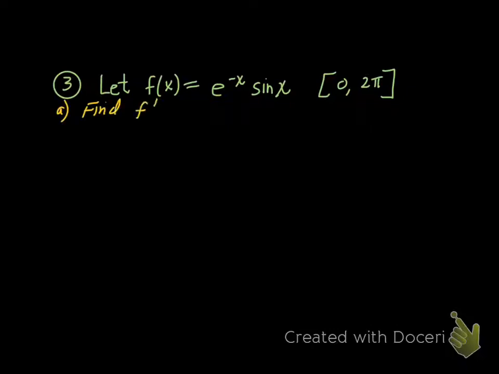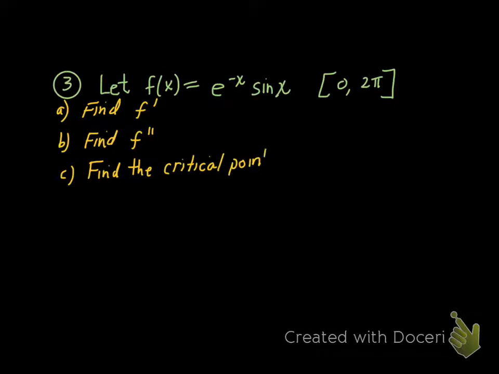A, we have to find f prime. Oh, I can find a derivative, that's not so bad. B, we got to find f double prime. Okay, I think I can do that. C, we got to find the critical points of f, where f prime is 0 or does not exist. Oh, okay. I think I'm okay.